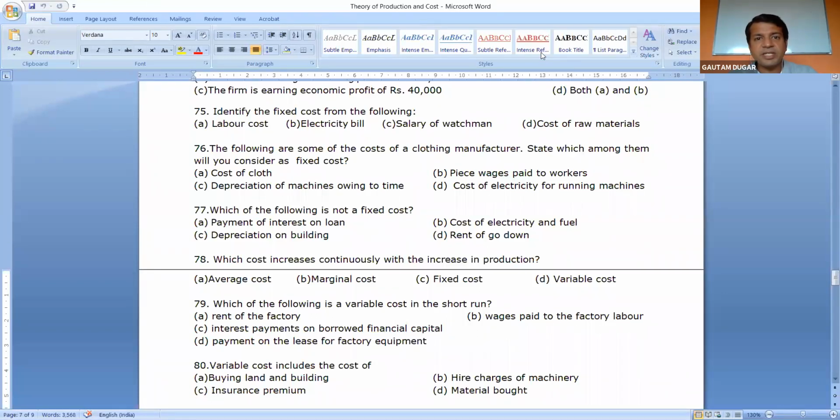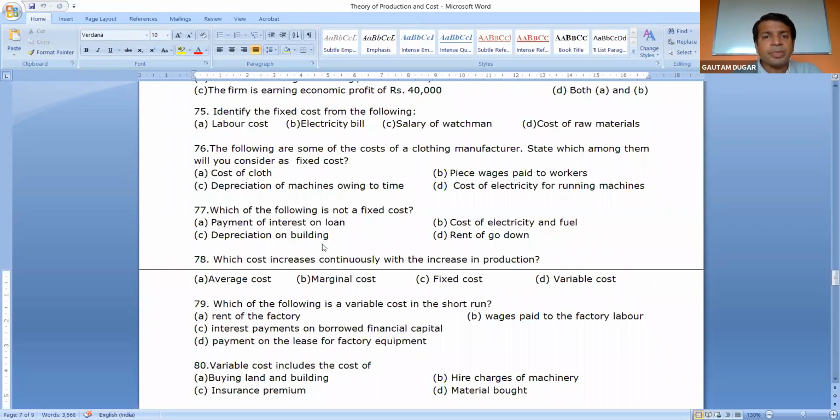So 76, fixed cost. Yes. Now many answers are right. Depreciation. Again, Abhinav and some people went wrong. For 76, cost of cloth, the piece rate which is paid to workers, the cost of electricity, all these are variable expenses. But depreciation is owing to time. That means whether you produce or not, depreciation will have to be charged for the entire year owing to time. The answer is C.